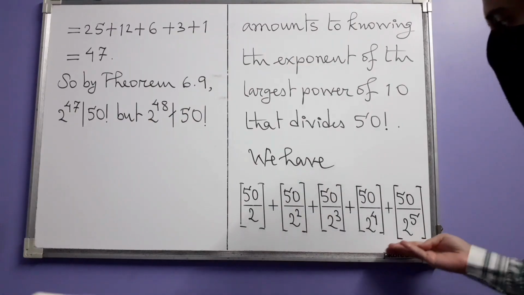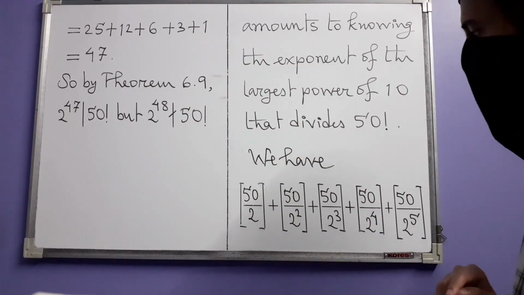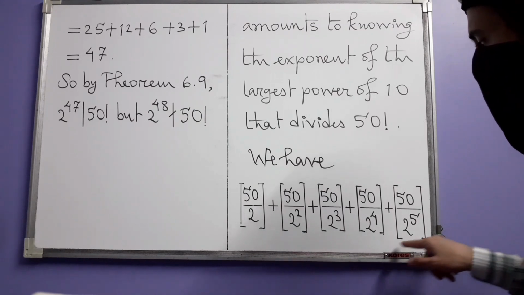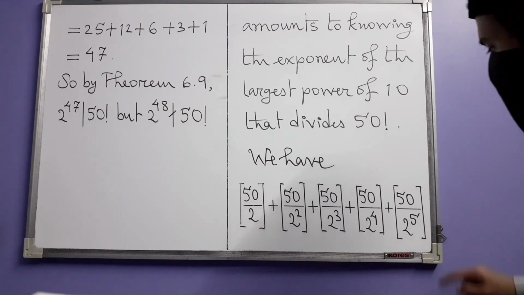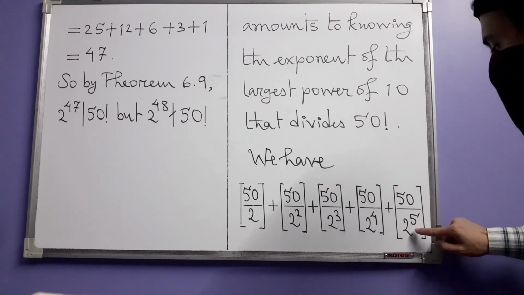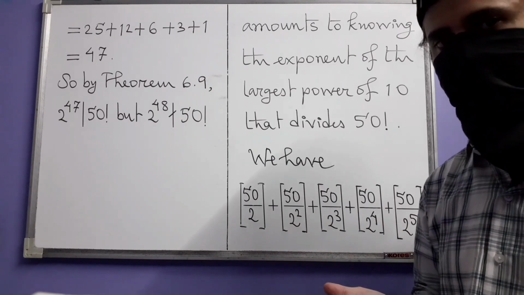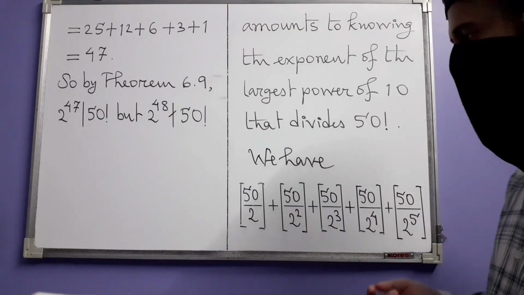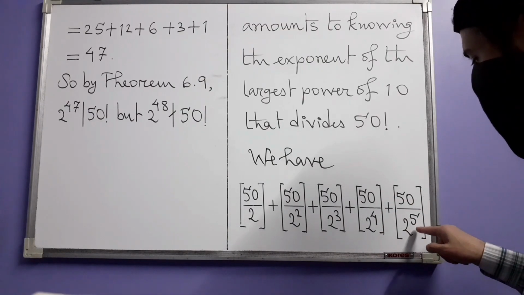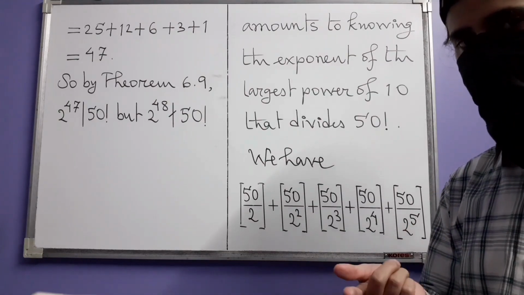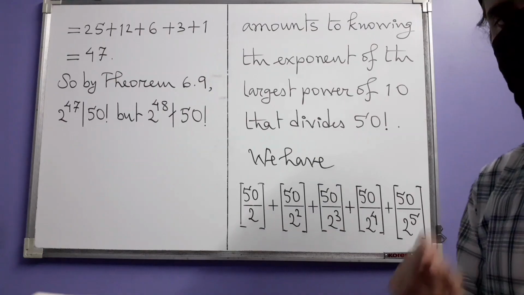So this is that series that we saw in theorem 6-9. Why are only these 5 terms appearing? Let's see. You see that the largest power of 2 here is 2 to the power 5, that means 32. What if we take the next term? Then it will be 32 times 2. I am talking about the denominator, which is 64.